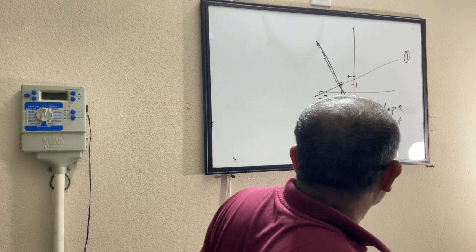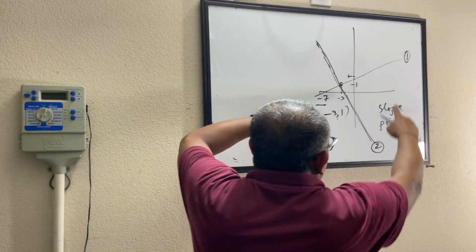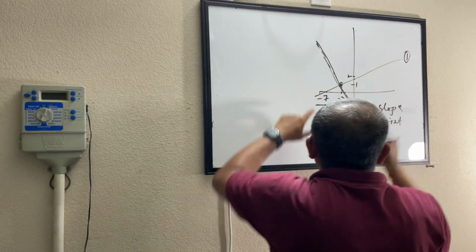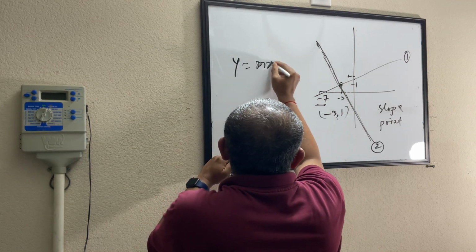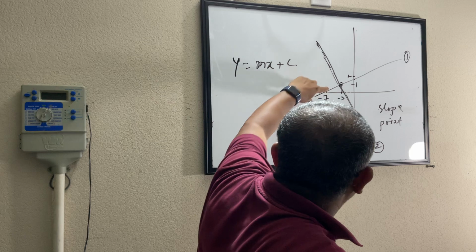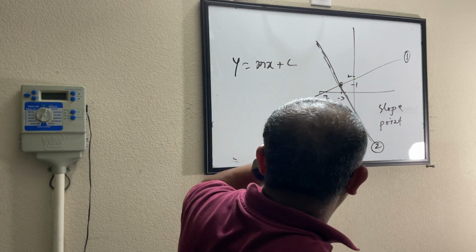Yes, sir. So now here look at this. This is my first equation. Let's find out the equation for this line. This is my best bet. This is how I will find out the equation for this line. This is my slope intercept form.